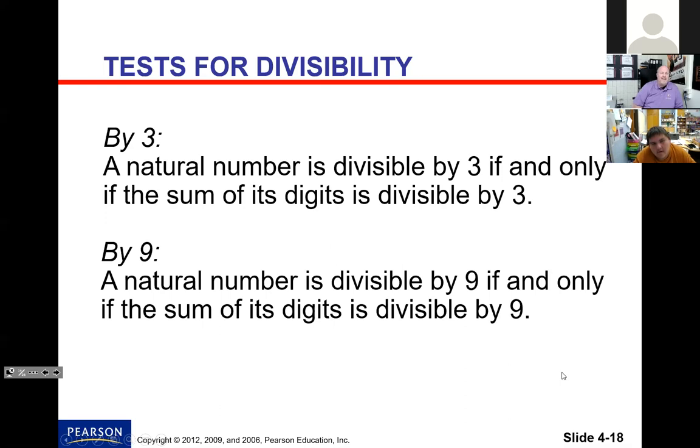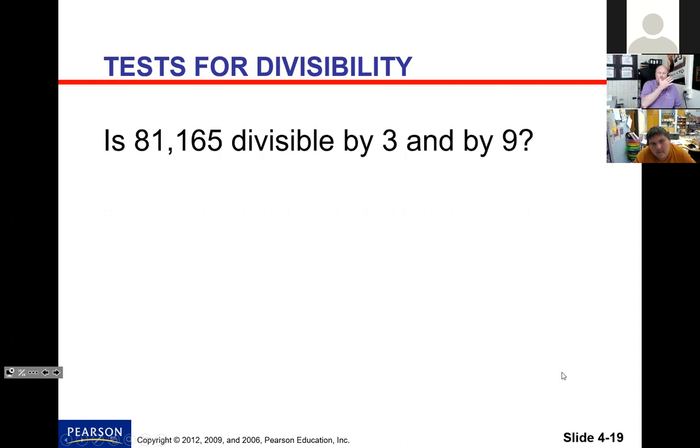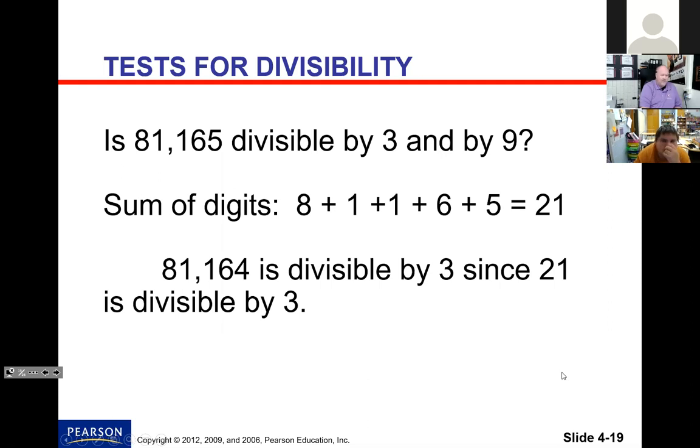A number is divisible by 9 if and only if the sum of its digits is divisible by 9. So you add them all up. We'll do an example right away. If you add up all the digits and it's divisible by 9, then the whole thing is divisible by 9. So let's take a look at one here. 81,165. Some of these numbers are just ridiculous. So what you do is you add them up. 8 plus 1 is 9, plus 1 is 10, plus 6 is 16, plus 5 is 21. Is 21 divisible by 3? Yes. So then that number is divisible by 3. Now, is 21 also divisible by 9? No. So then it's not divisible by 9.